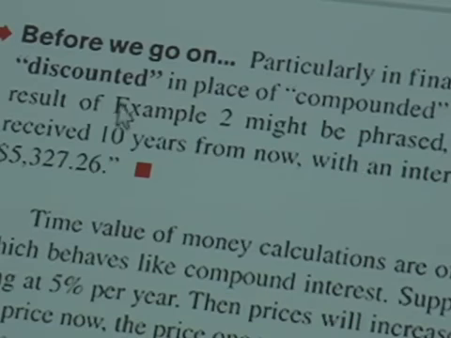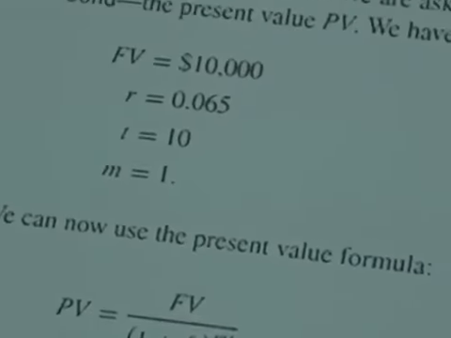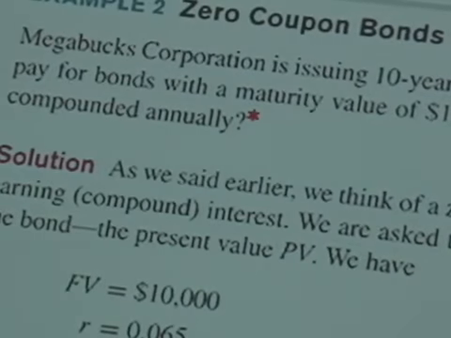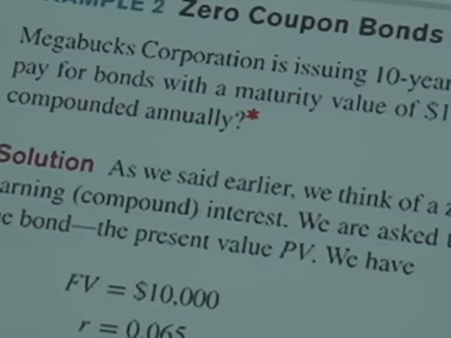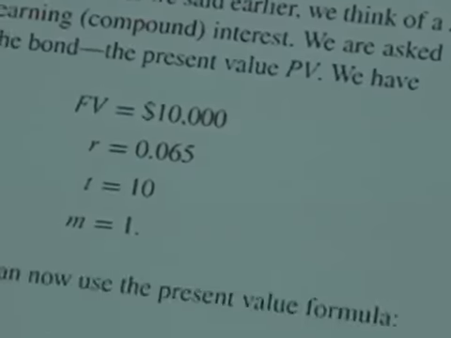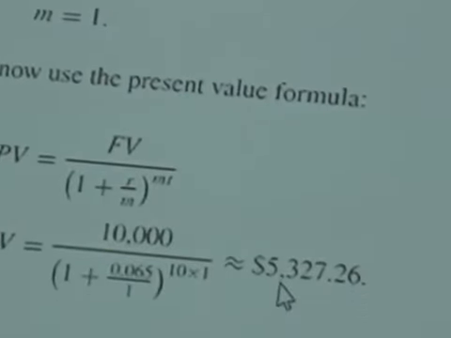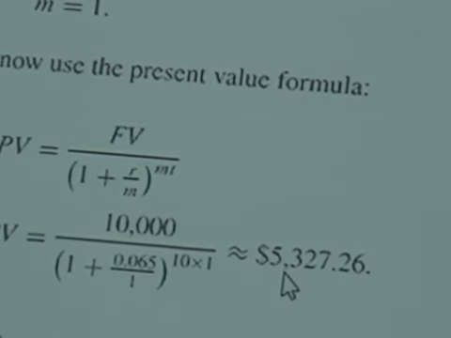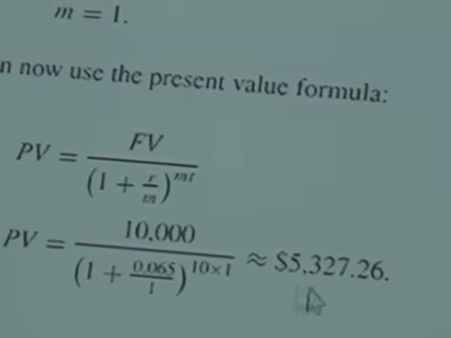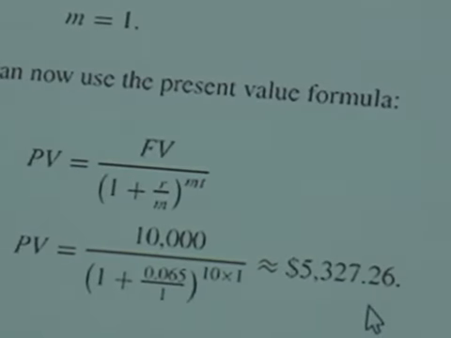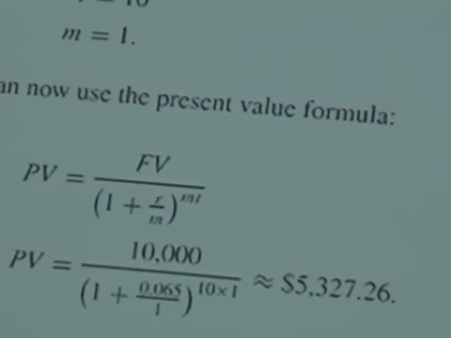Thus, the result of example 2, which was this example here, zero coupon bond, $10,000, 6.5%, 10 years, all of this. What was the number? How much would you pay now to get $10,000 ten years later? 5327.26. $5,300 and something, right?